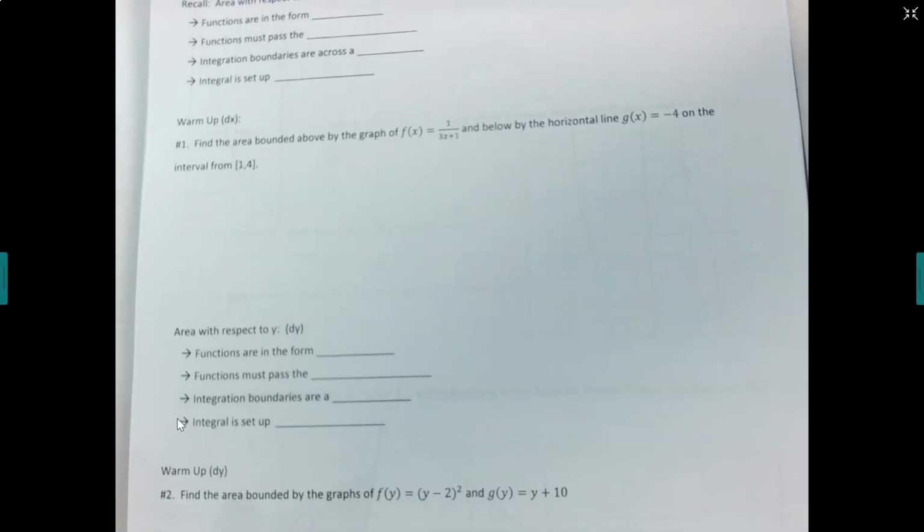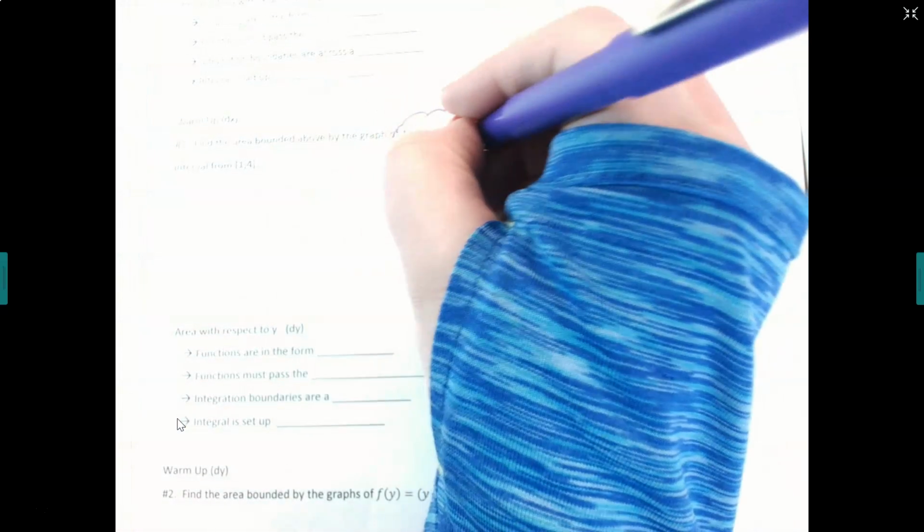Take a look at number 1. Okay, it says, find the area bounded above by the graph of f of x equals 1 over 3x plus 1, and below by the horizontal line g of x equals negative 4. Okay, let's graph it, shall we? What does 1 over x look like?